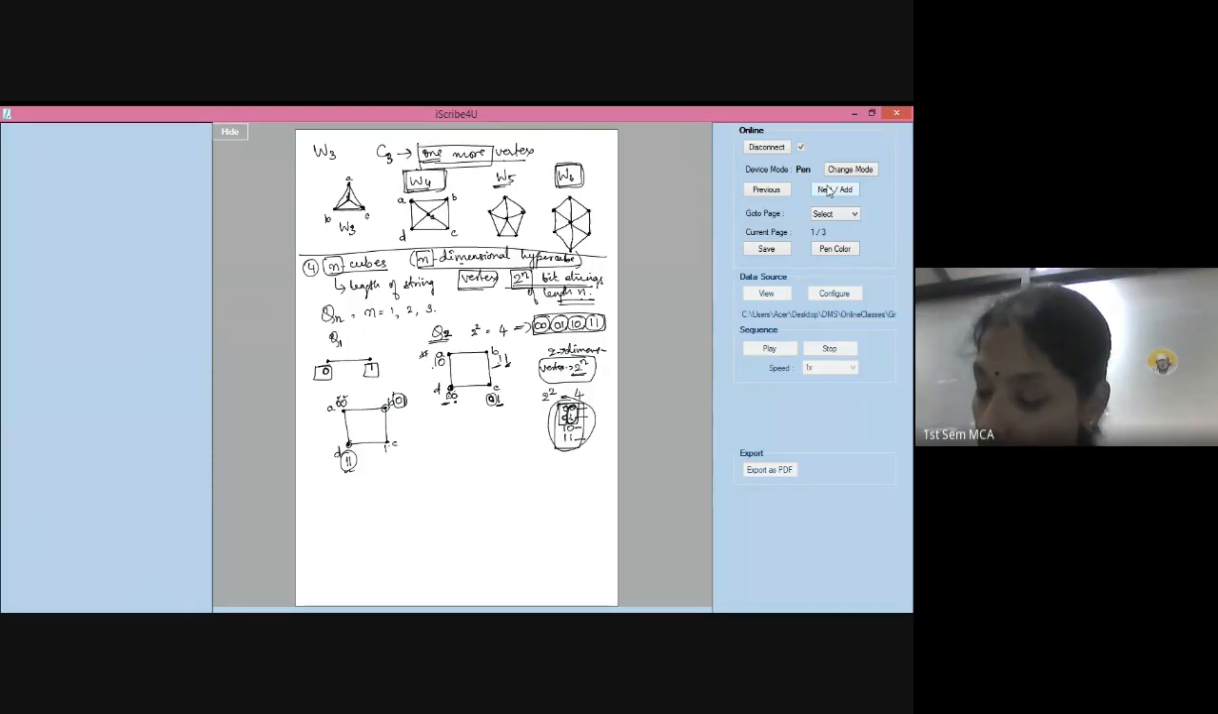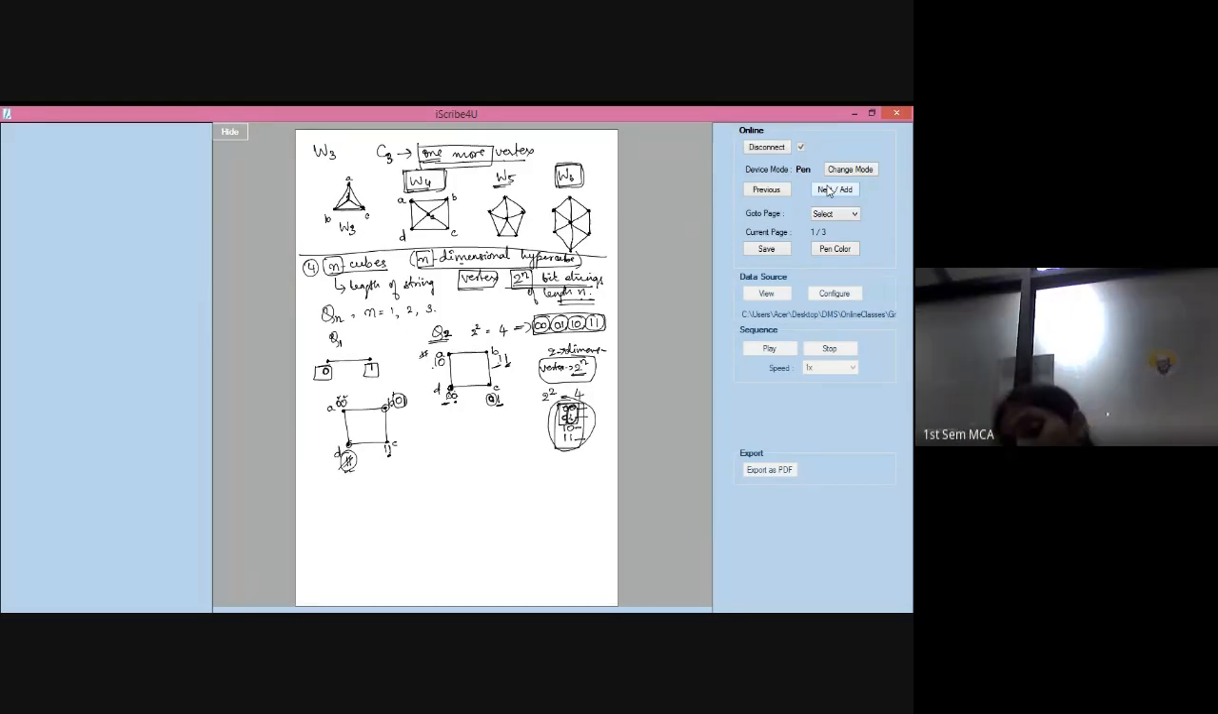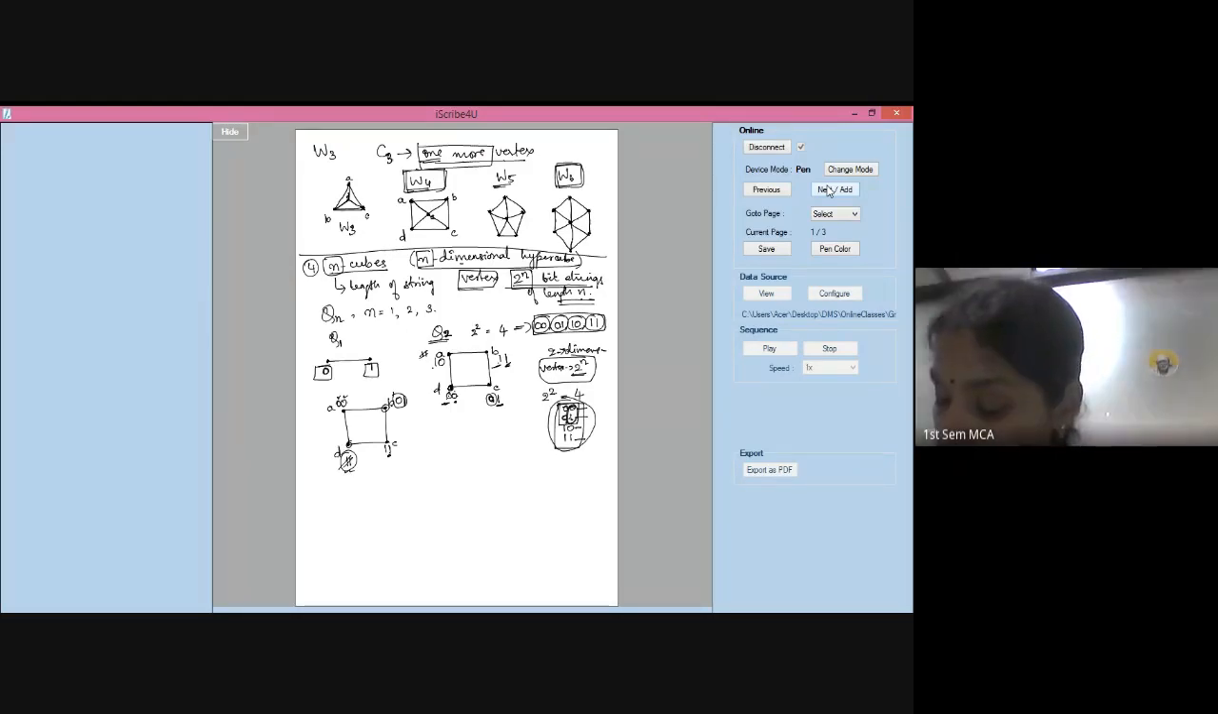Whereas at C, I can place 1, 1. Because if I place 0, 1 at B, and again place 1, 1 at C, it is correct, because only one bit position is changing, the other one is not changing. Is it clear? Clear to you all?